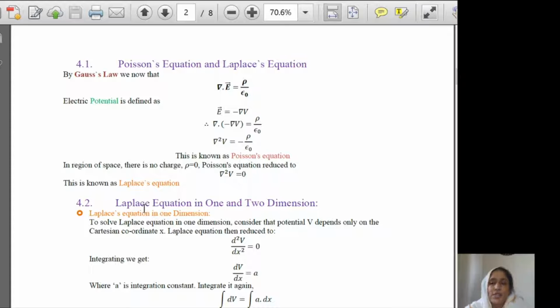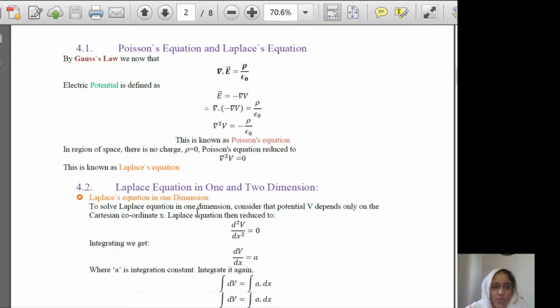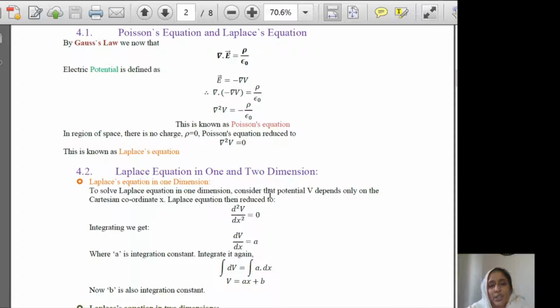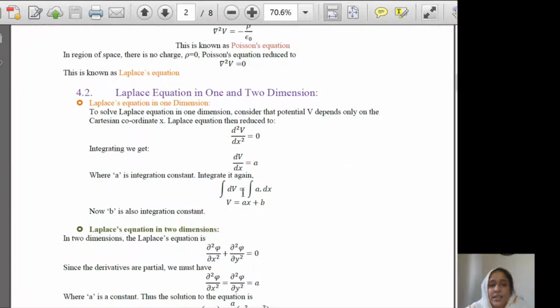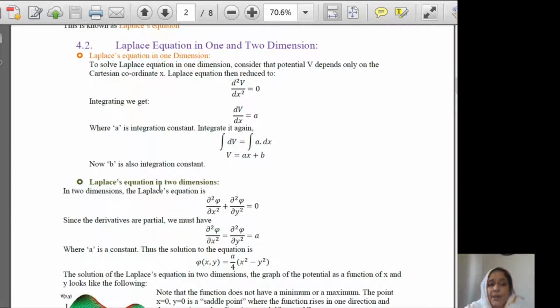Now, the Laplace equation in one dimension and two dimensions. To solve the Laplace equation in one dimension, consider that the potential depends upon only one coordinate of the Cartesian coordinate system, for example x. The Laplace equation will be d square by dx square V is equal to 0. When we integrate it, we get dV by dx equal to a, an integration constant. Integrating again, we get V equal to ax plus b, where b is another integration constant.